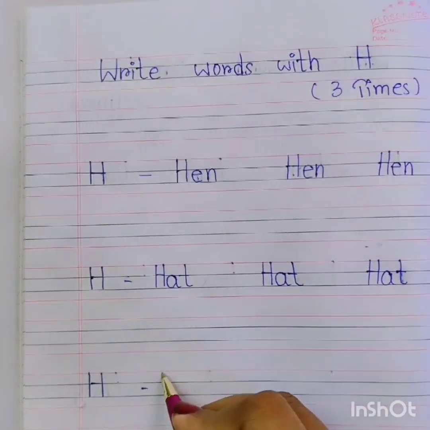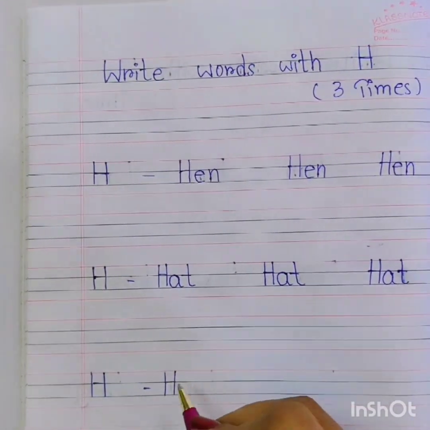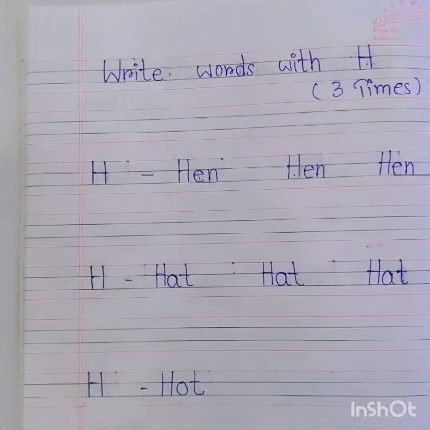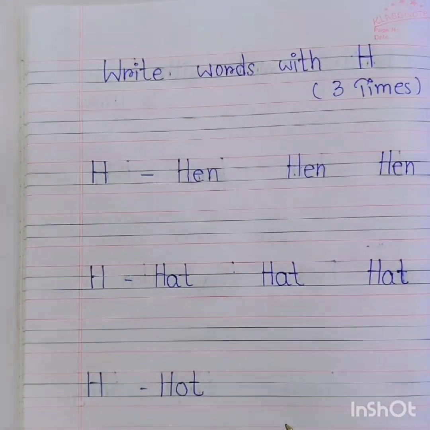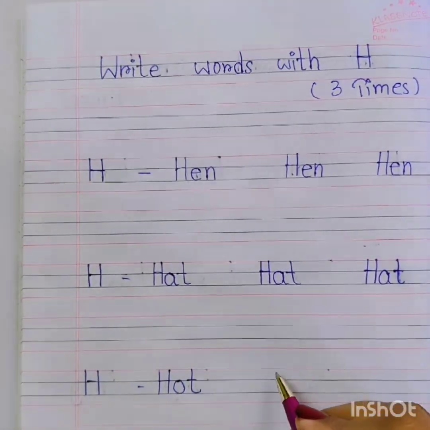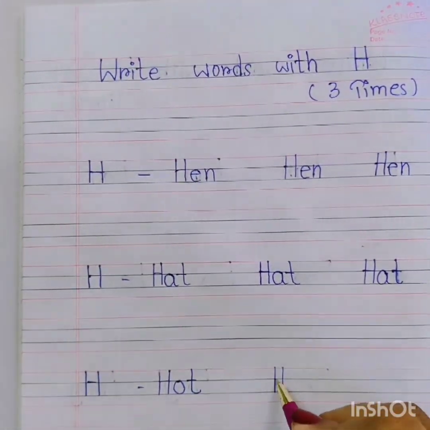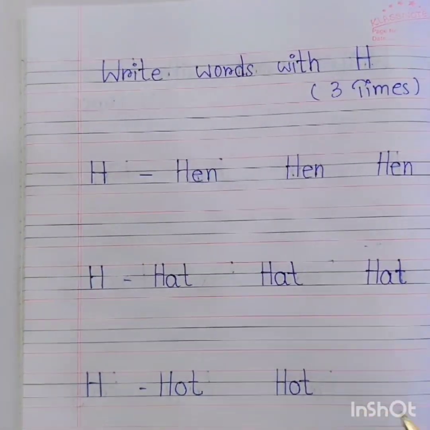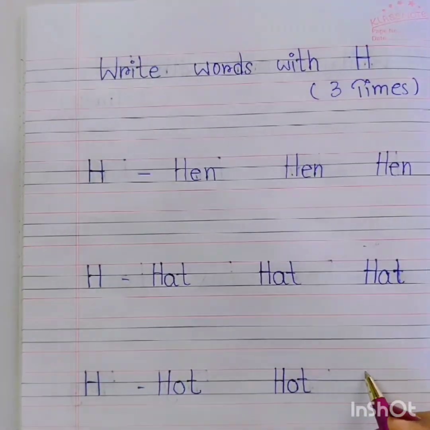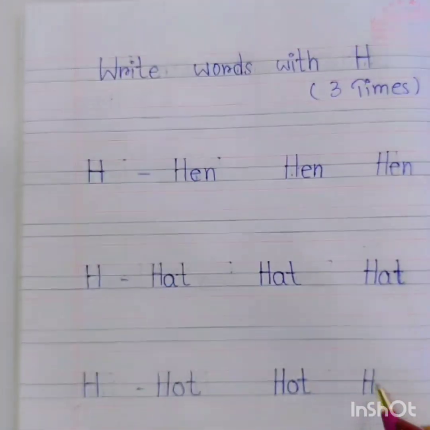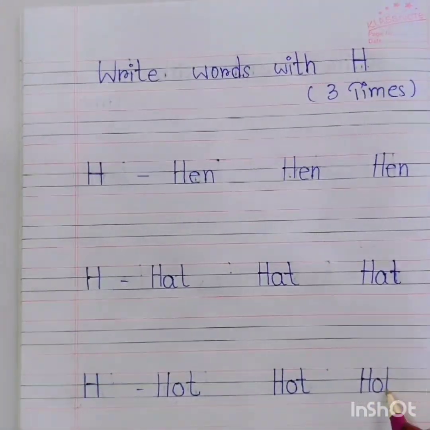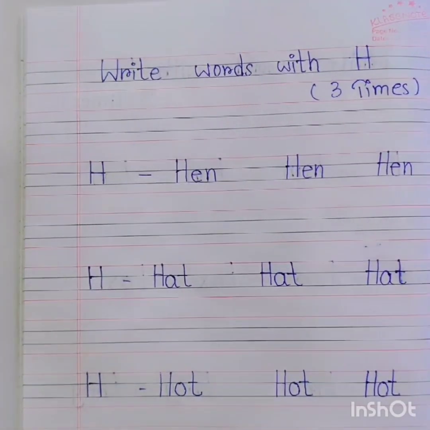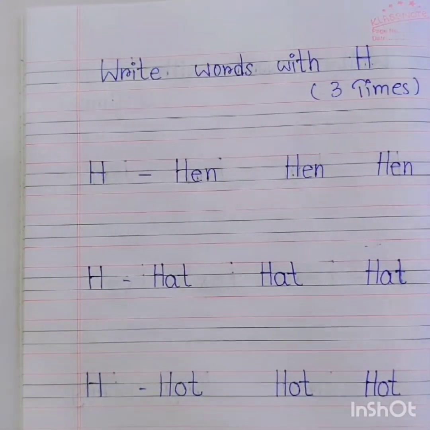Hot. Capital H, small o, small t. Hot. Give gap and write down again. H, O, T. Hot. One more time. H, O, T. Hot. So kids, you will write it in your English copy.